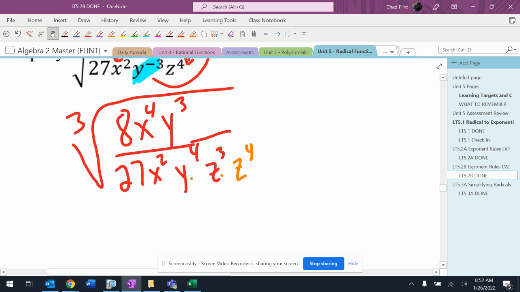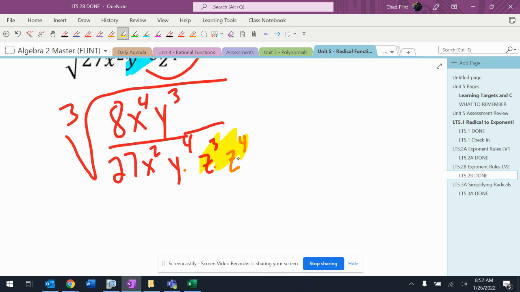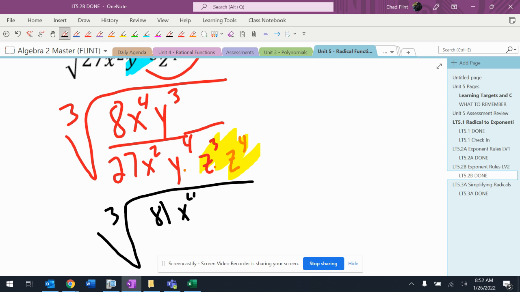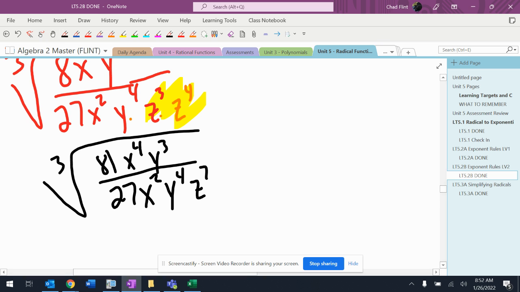Okay. And let's look here. So I've got these two that can combine. So I'm going to get third root 81 x to the fourth, y to the third over 27 x squared, y to the fourth, z to the seventh. Add the exponents because you're multiplying. Then I got some divisions to do. Those will divide. Those will divide.